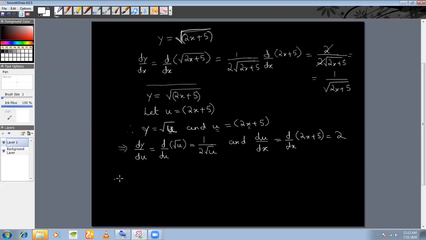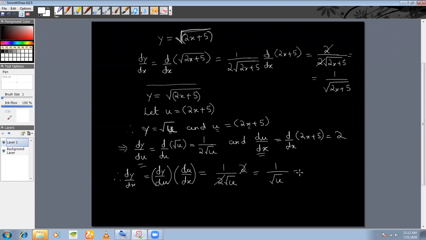Now what was my objective? My objective was to find dy/dx. But I have got dy/du and I've got du/dx. So what I do is I multiply dy/du by du/dx in order to get dy/dx. So what I get is dy/du, I know, is 1 by 2 root u, and du/dx, I know, is 2. So if I cancel this, I will get 1 by root u only. Putting back the value of u, you get 1 by root of 2x plus 5. See, I'm getting the same answer.